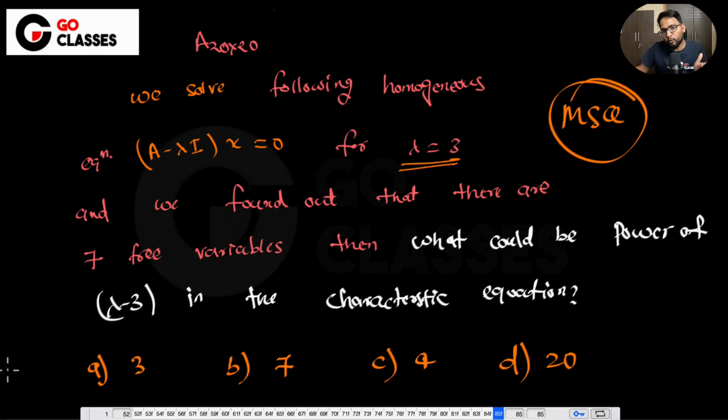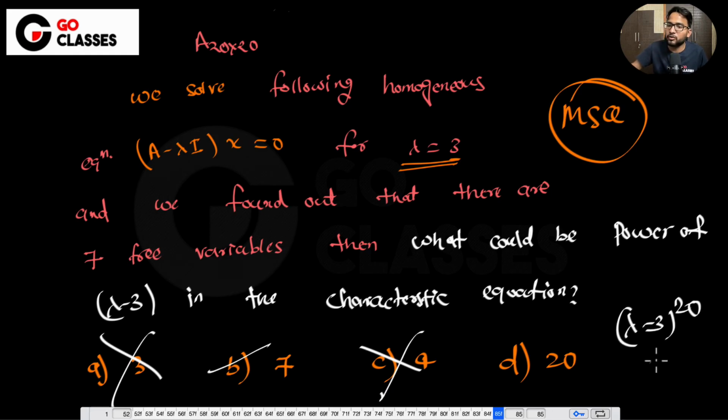See, what is the information that is given in this question? They are saying that you get 7 linearly independent eigenvectors, which means that the power must be at least 7. It must be repeating at least 7 times. So 3 and 4 cannot be the answer. Can 7 be the answer? Yes. Can 20 be the answer? Yes also, right? Maybe just lambda minus 3 power 20.